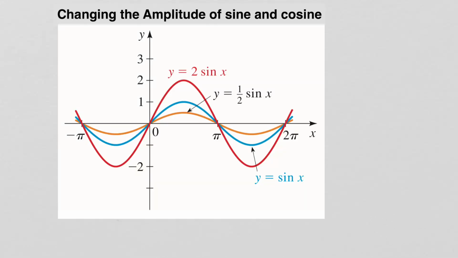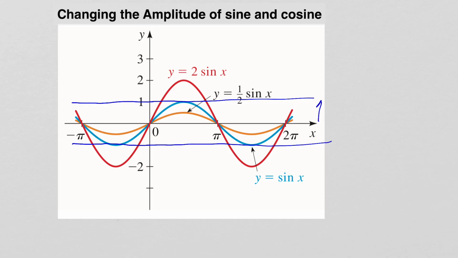We can change the so-called amplitude of the sine and cosine graph by simply multiplying the function by a constant. So first of all, what is the amplitude? Well, if you look at the blue graph here, this is the regular sine function. This is equal to y equals 1 sine of x. And the amplitude is 1, meaning that the high point is 1 unit above the x-axis and the low point is 1 unit below the x-axis.